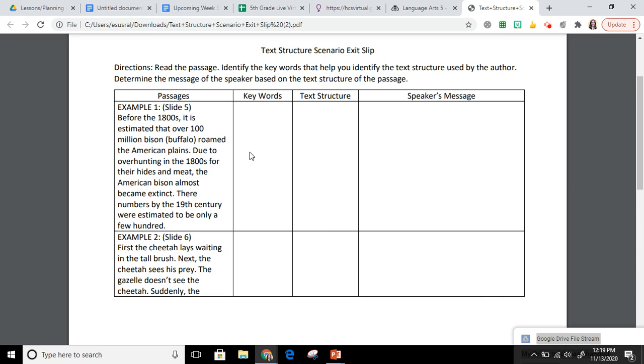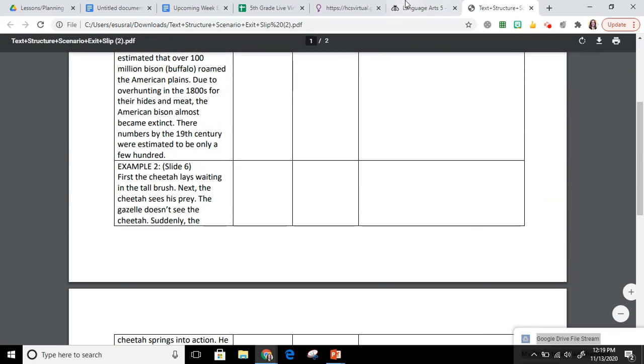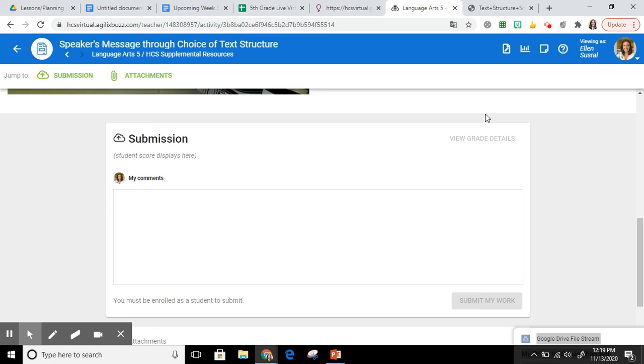Okay? After you complete these 2 pages, you're going to go back to Buzz. And right here where you submit your work, you'll have a blue plus button where you can attach your worksheet.